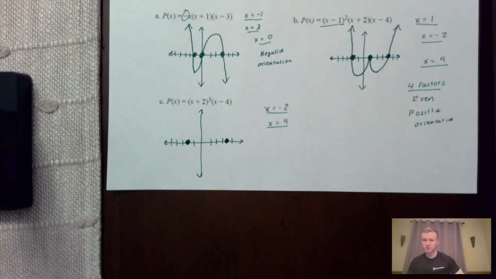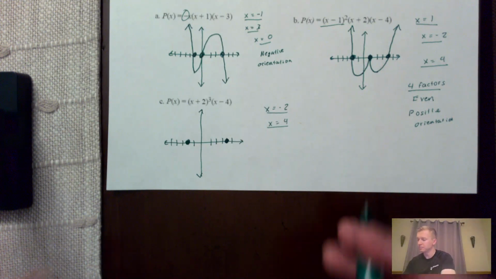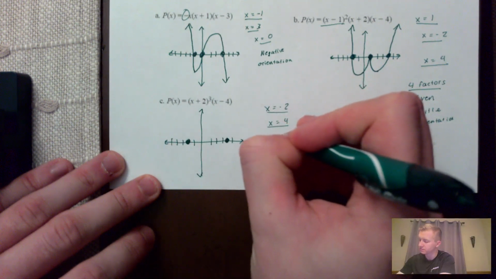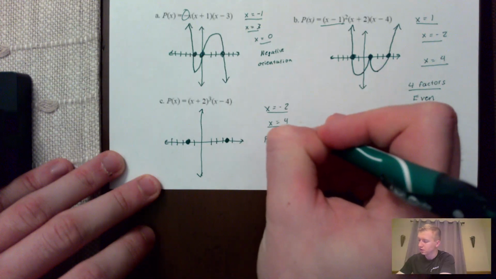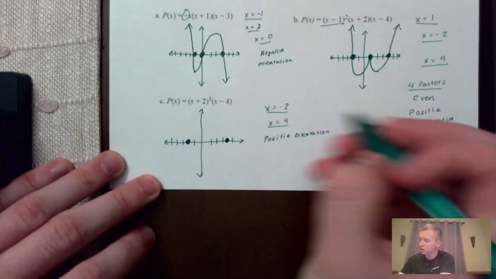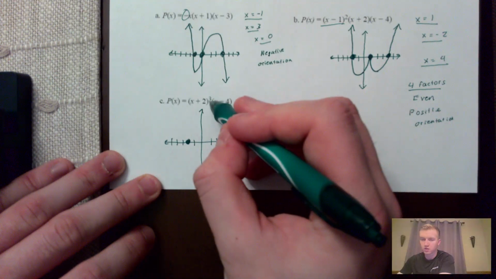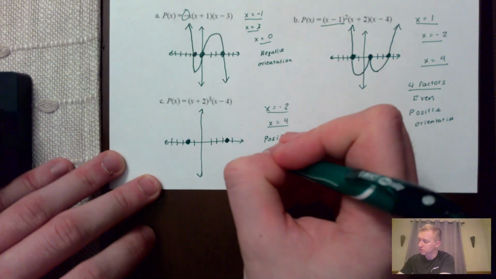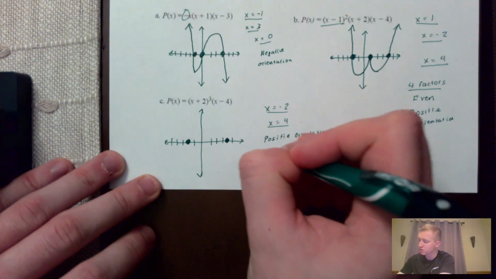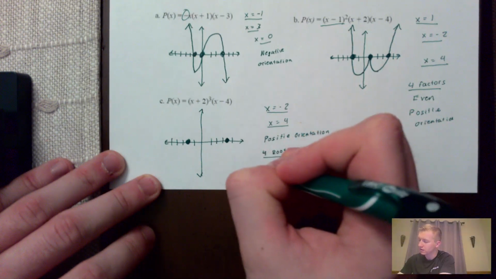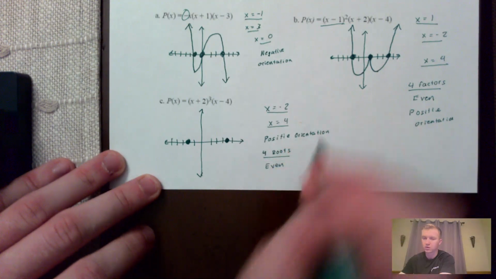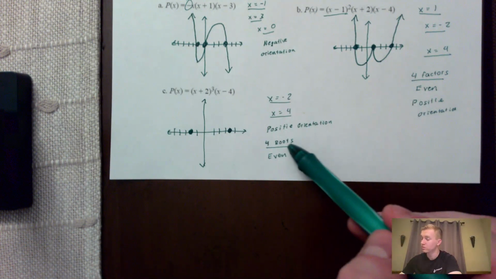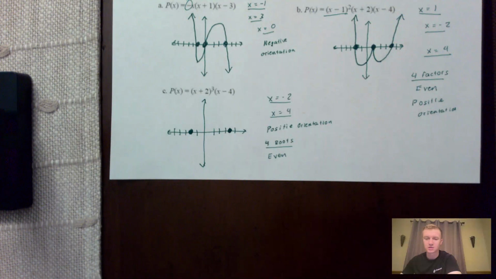And then we're going to go ahead and plot them. I'm looking, no negative out in front, so it's going to be a positive orientation. And since it's a root with 3 and then one more, we're going to have a fourth root. So it's going to be 4 factors or 4 roots, and we're going to have an even function. Make sure you note that when we have roots or factors or zeros, we're all talking about the same thing.